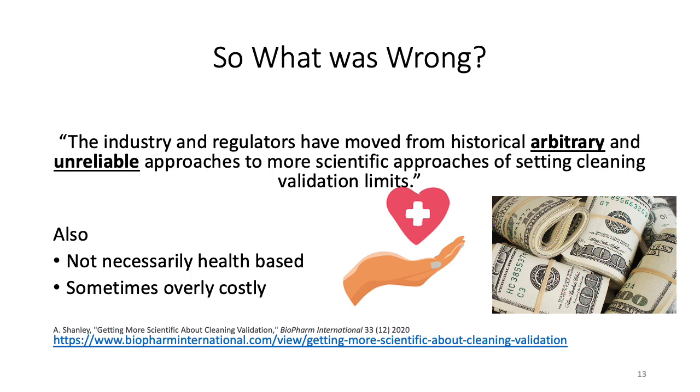And in addition to the issue of the historical methods being arbitrary and unreliable, they're not necessarily health-based, like the 10 parts per million was not health-based at all, but just arbitrary. And sometimes they could be overly costly, like even the 1,000th of the therapeutic dose could be quite costly if you're dealing with substances which may not be as potent, because now you put the limit so low that you're doing unnecessary chemical tests using advanced methods to try and get to the limit, yet that could have been avoided.